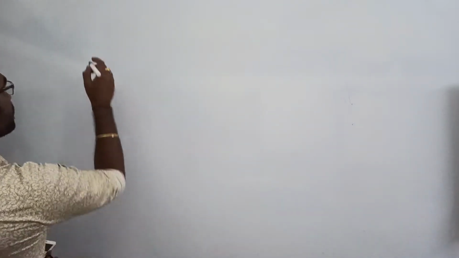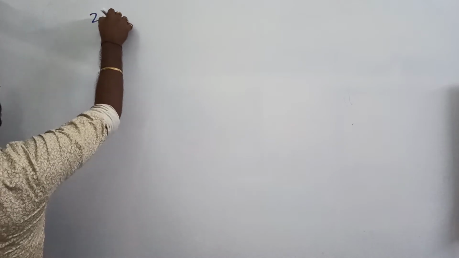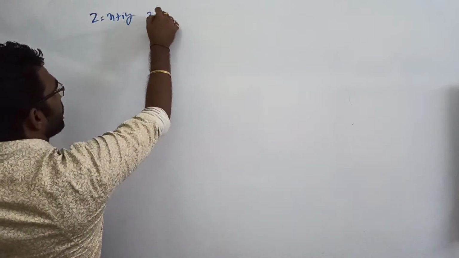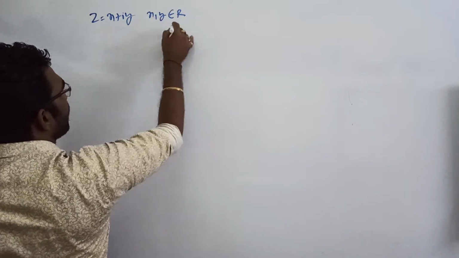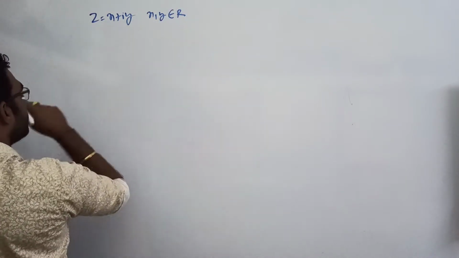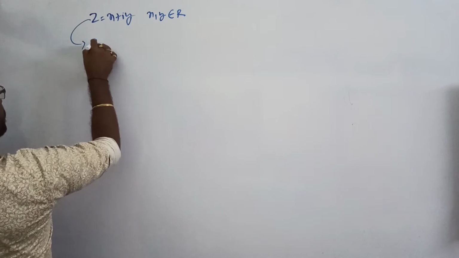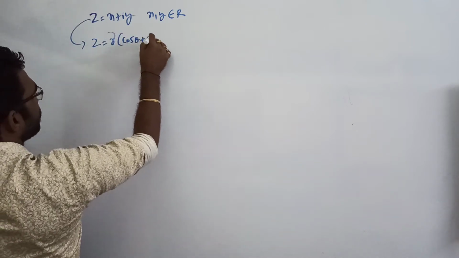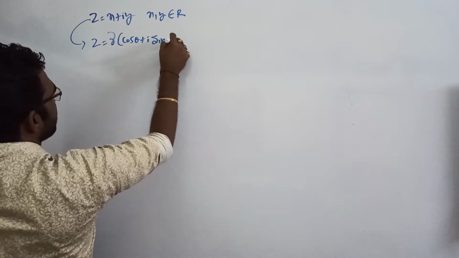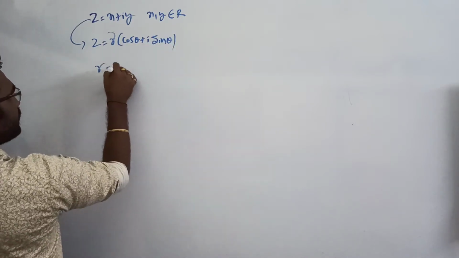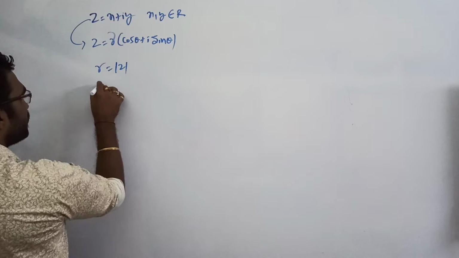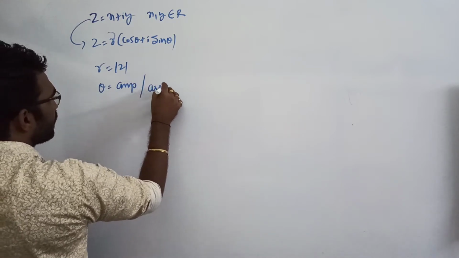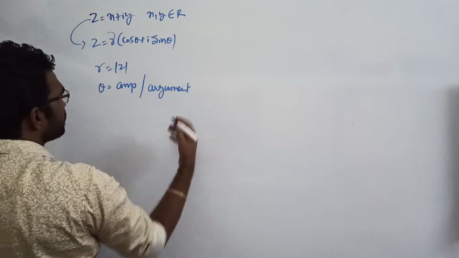z equals x plus iy is the complex number, where x, y belong to R. These are complex numbers. The polar form is given by z equals r into cos theta plus i sin theta, where this r is called the modulus of z and this theta is called the amplitude, or this is called the argument.